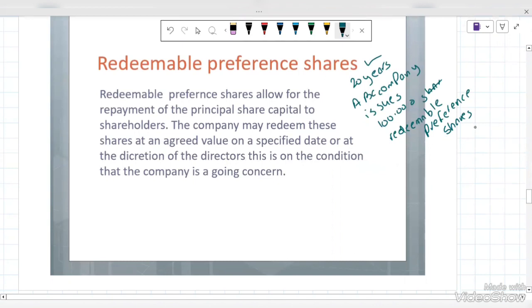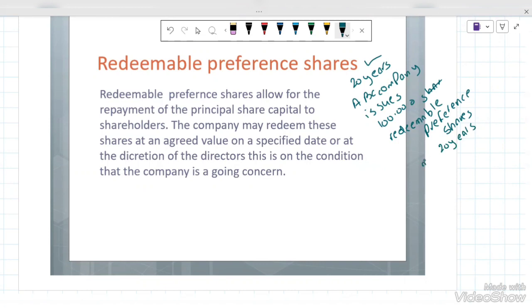So there is a limited time involved in this type of preference shares. ABC company may inform you that after 20 years, you will have to redeem your shares. It means that after 20 years, you will have to take out your shares from the ABC company.